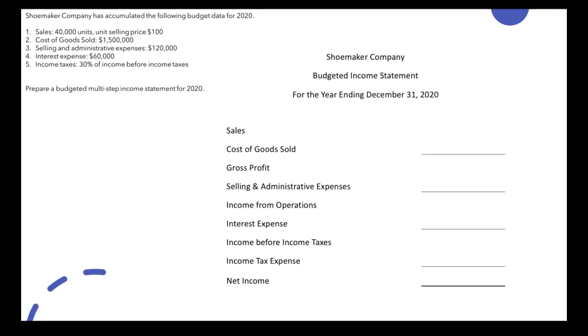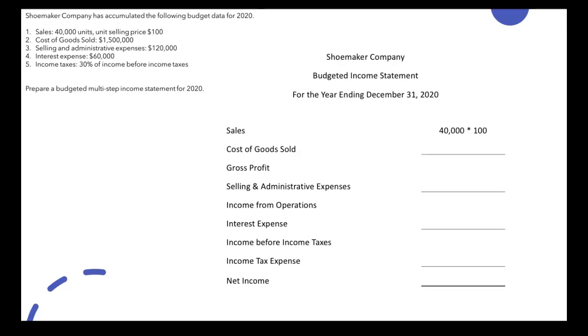And before we put any numbers into the statement, let's just take a look at the framework here. So how this is going to work is we are going to go with our sales minus cost of goods sold to give us gross profit. Then subtract out selling and administrative expenses to give us our income from operations. Subtract out interest expense to give us our income before income taxes. And then subtract out our income tax expense to leave us with our net income. So let's work on figuring out our numbers here.